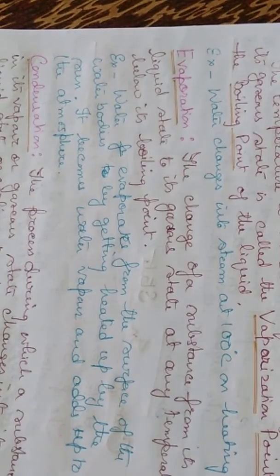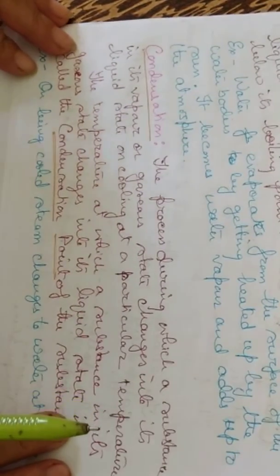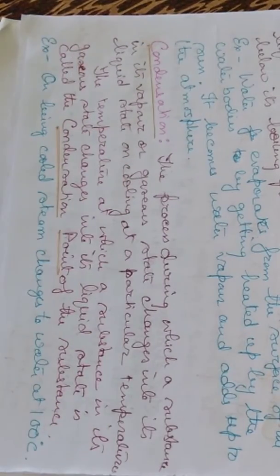Now we come to condensation. Condensation is the process during which a substance changes from its vapor or gaseous state into its liquid state on cooling at a particular temperature. Gas state to liquid state at a particular temperature, and that temperature is known as condensation point. On being cooled, steam changes into water at 100 degrees centigrade. So condensation point and boiling point of a substance is the same.